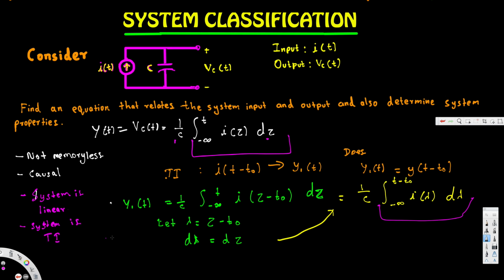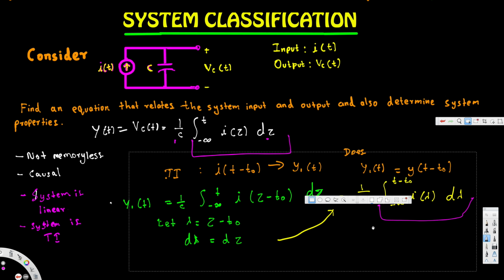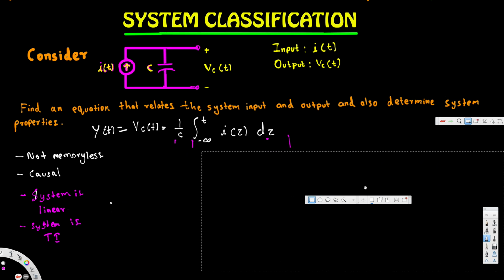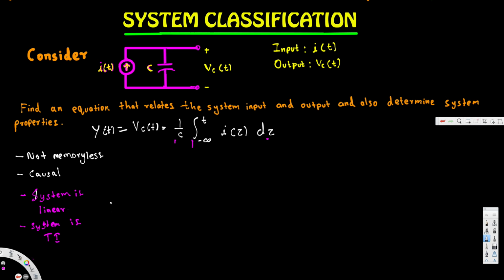Now the last property we can check is whether this is BIBO stable. BIBO is bounded input, bounded output. To check this, let's get rid of this part. So we are going to check whether this is BIBO stable, like bounded input, bounded output.